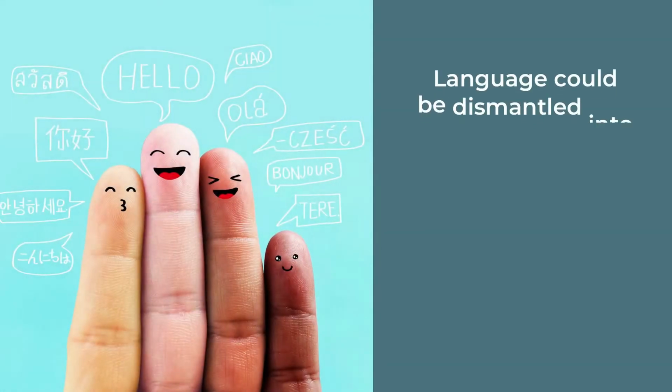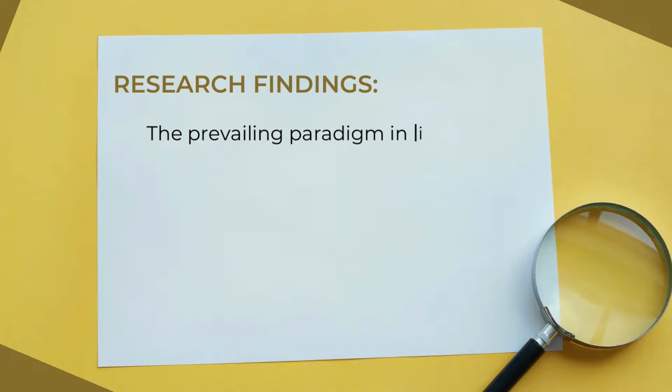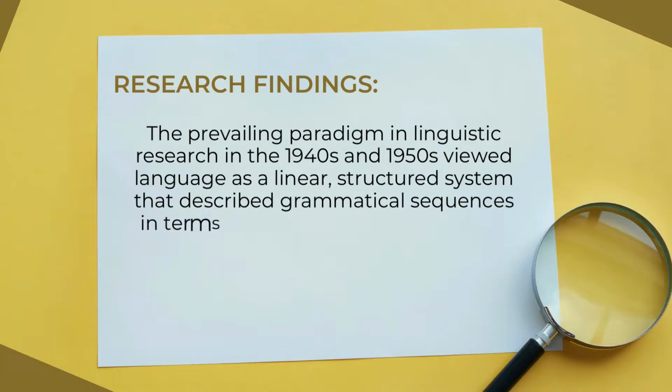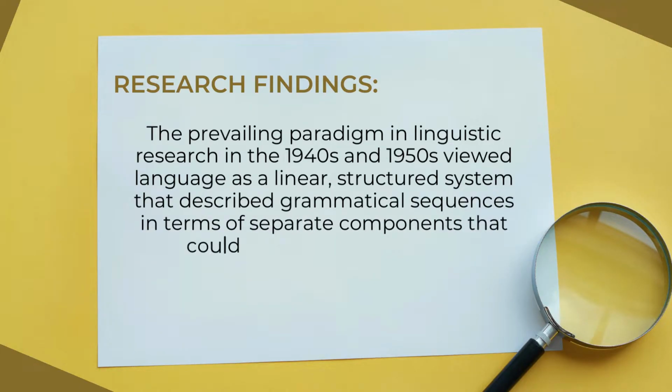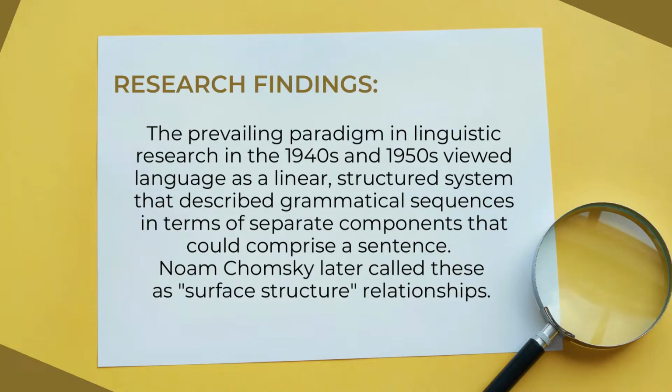This means that language could be dismantled into small units, and that these units could be described scientifically, contrasted, and added up again to form the whole. Research findings show that the prevailing paradigm in linguistic research in the 1940s and 1950s viewed language as a linear, structured system that described grammatical sequences in terms of separate components that could comprise a sentence. These analyses were what Noam Chomsky later called surface structure relationships.